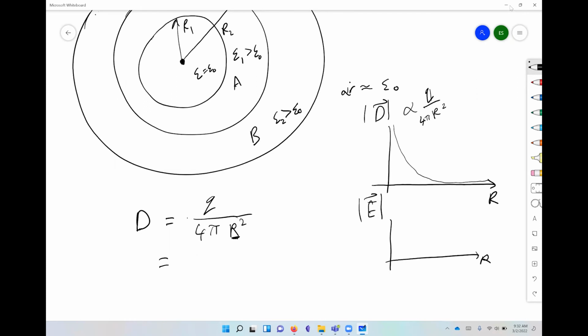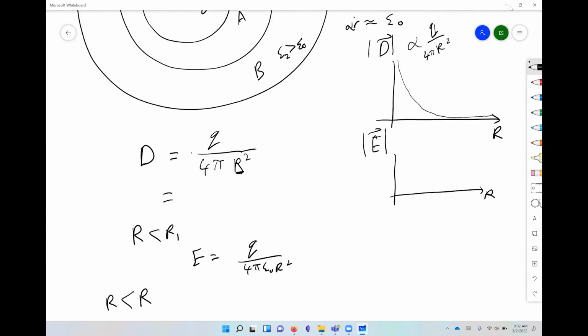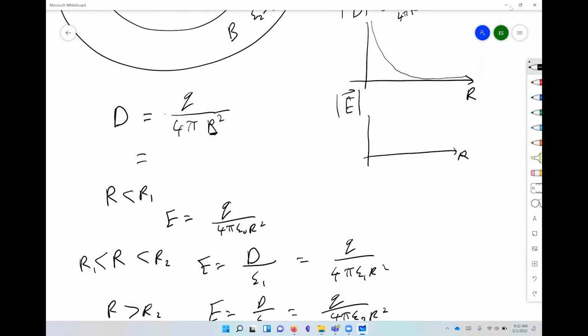However, when you try to plot the E, for r less than r1, E is just going to be q over 4 pi epsilon naught r squared. For r larger than r1, less than r2, E is going to be the same thing, D divided by what? Epsilon 1. So it's going to be q over 4 pi epsilon 1 r squared. And for r larger than r2, it is going to be D over epsilon 2. So it's going to be q over 4 pi epsilon 2 r squared. So E really is going to be the same as D, but only scaled by different values.